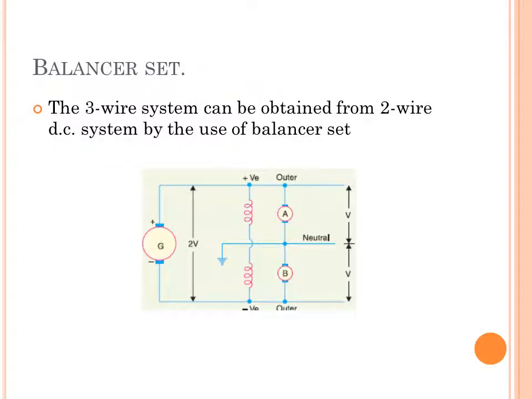Then we have the balancer set. The 3-wire system can be obtained from a 2-wire DC system by the use of a balancer set. You can observe in this diagram, with the help of a balancer set, you can obtain the potential of 2 times E across the outer wires, and E between the outer and neutral.